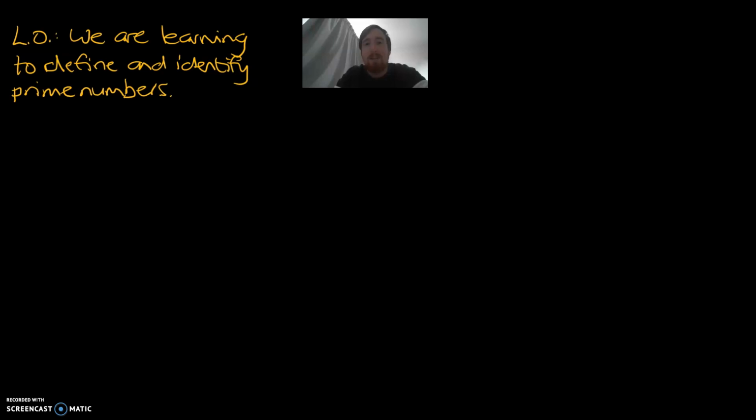Today's learning objective is in orange, and we are learning to define and identify prime numbers. This is something many of us may have done before, but let's quickly recap what a prime number is, and we'll go through some examples and an approach to identify when a number is a prime and when it is not a prime.